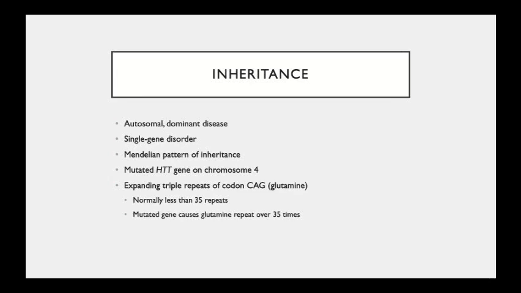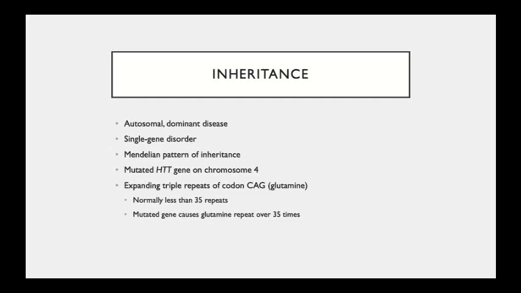So this is an autosomal dominant disease. It is a single gene disorder that follows the Mendelian pattern of inheritance. It is caused by a mutated HTT gene on chromosome 4, and I just want to clarify that everybody has this gene. However, not everybody has the mutation.